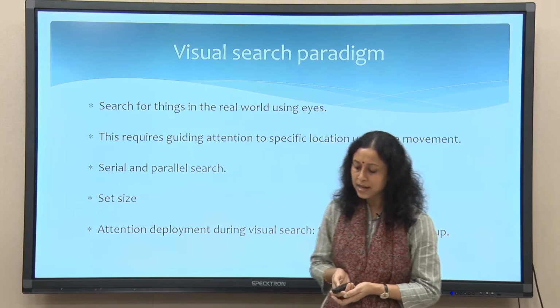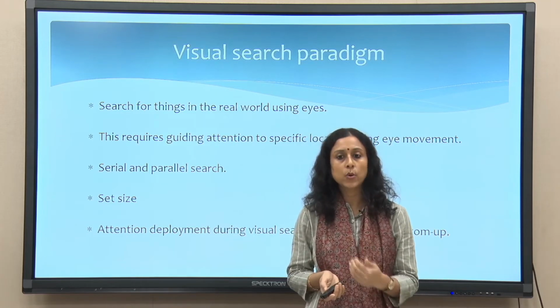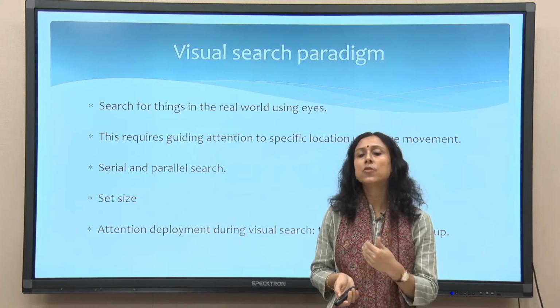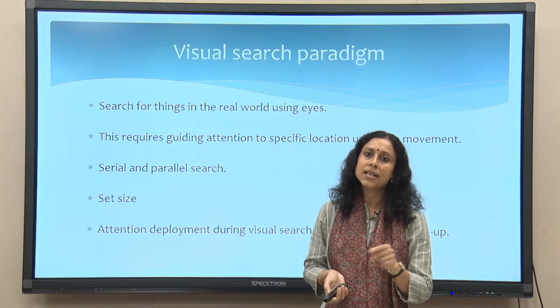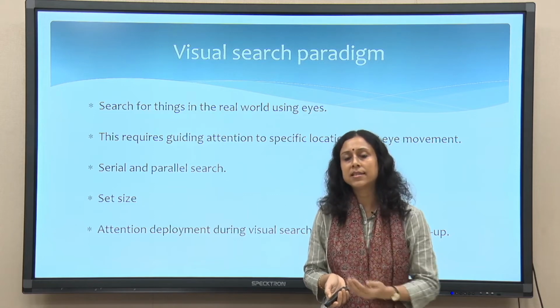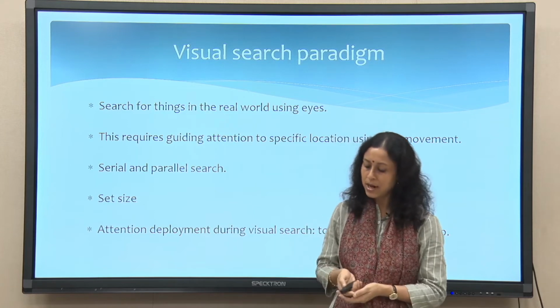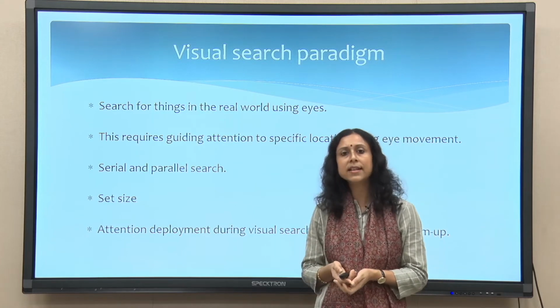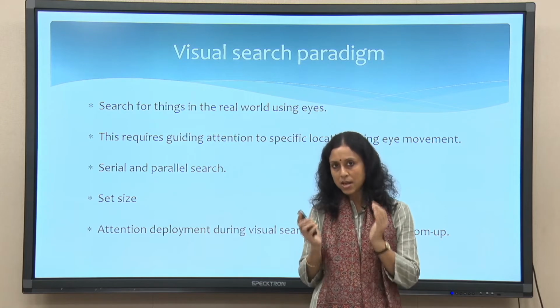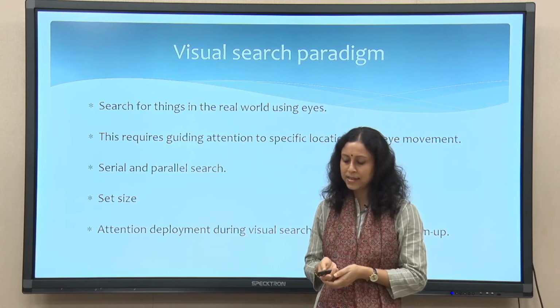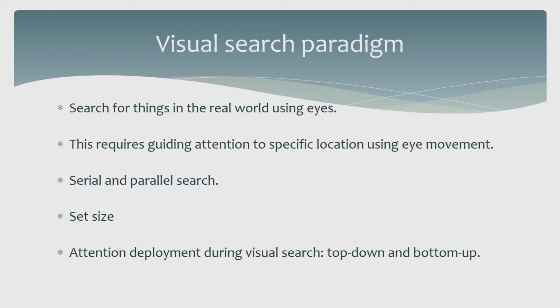So, this requires guiding attention to a specific location using eye movement. When we search for something, when we look for something, basically we scan the domain, we scan the scene or the environment or whatever the case may be using our eyes. So, this needs a guided attention because we are focusing on a particular object with respect to channelizing the attentional mechanism. There are a few variables within this paradigm. One is the set size.